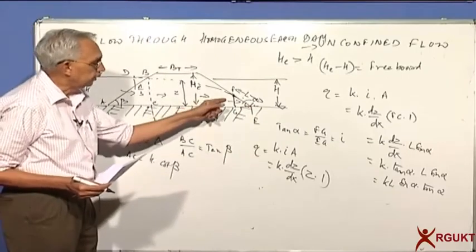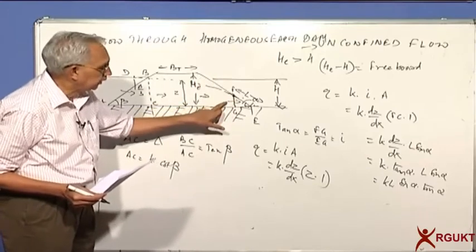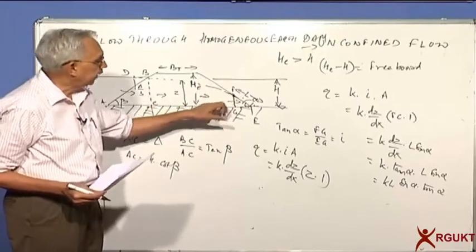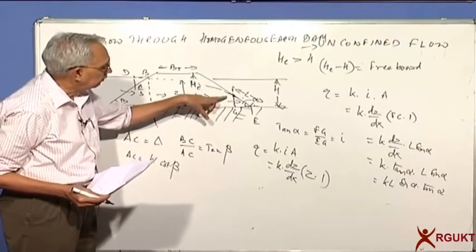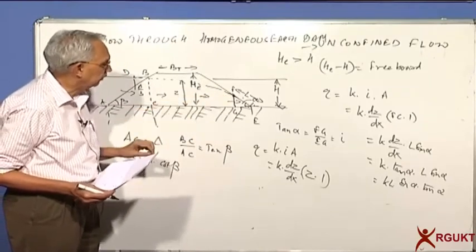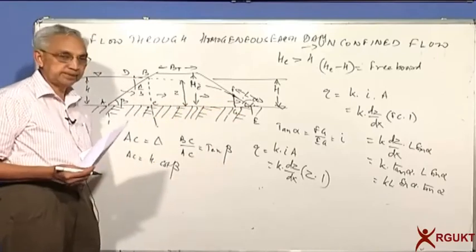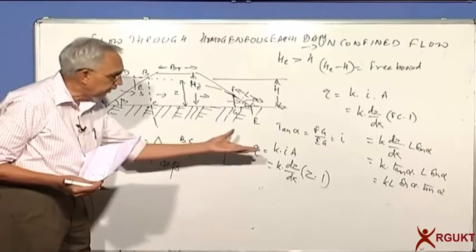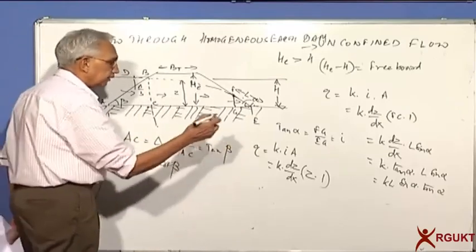The flow here is given by the height FG, which is L times tan alpha. The gradient is tan alpha. I'm sorry, this is sin alpha. FG is L times sin alpha, and the gradient is dz by dx, which is tan alpha. So we equate these two and then integrate from left to right so that we can solve for L.